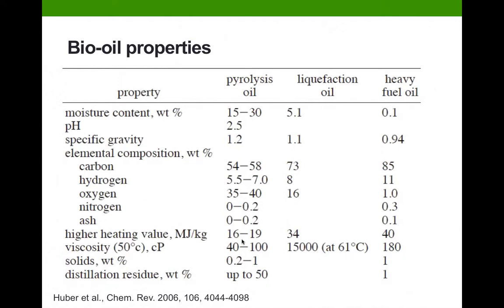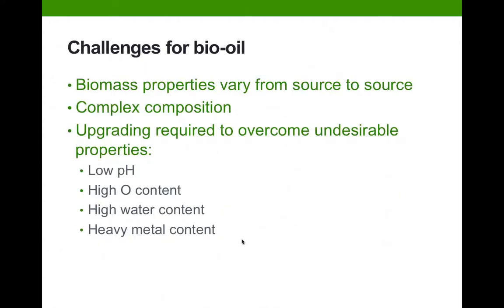So if we want to really make this bio-oil into a good fuel, we have to do some work on it and upgrade it. And that's more or less what it says here, that we need to fix the pH. We have to get rid of the oxygen and the water. And what I didn't mention on that other chart is that sometimes these bio-oils have metals, which can be a problem for further use of it.